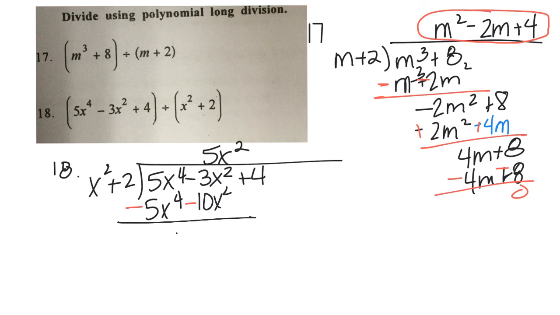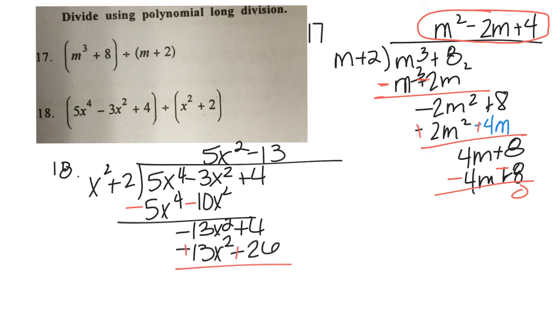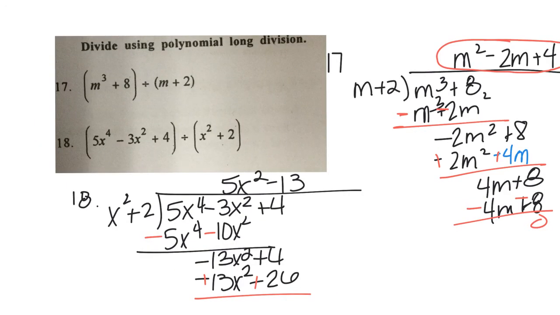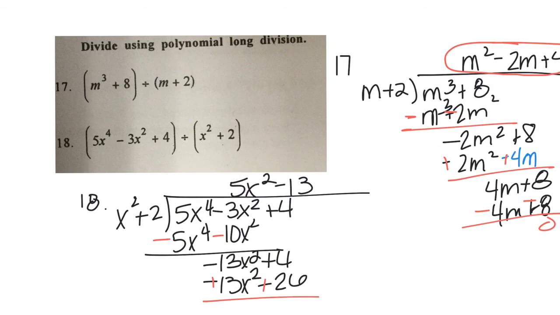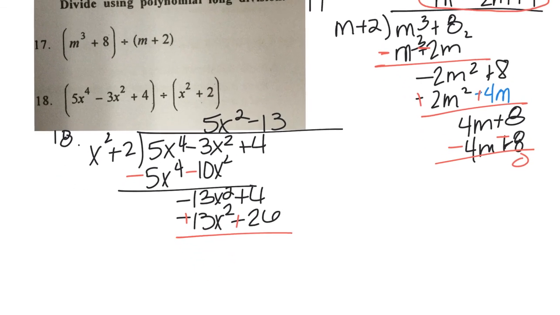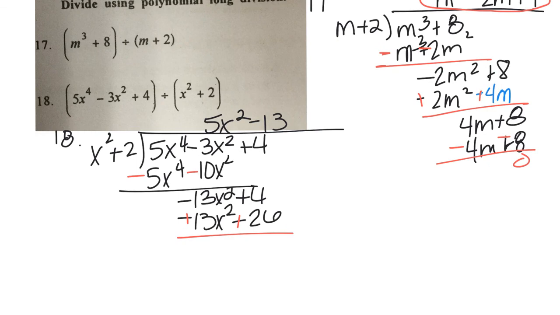So we get negative 13x squared plus 4, and negative 13x squared divided by x squared is negative 13. And so we get negative 13x squared minus 26. Negative 13 times 2 is negative 26. Subtract, so those become plus now. The x squareds cancel. And I get 30. This is my remainder.